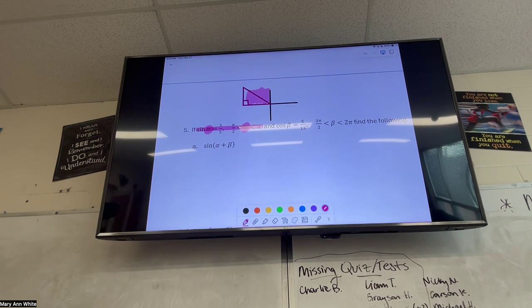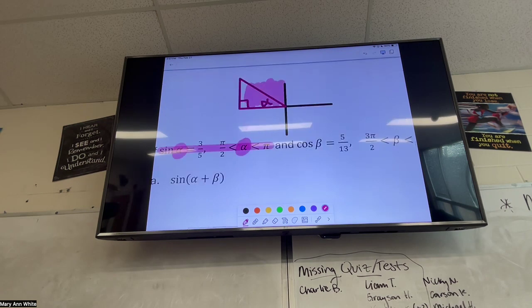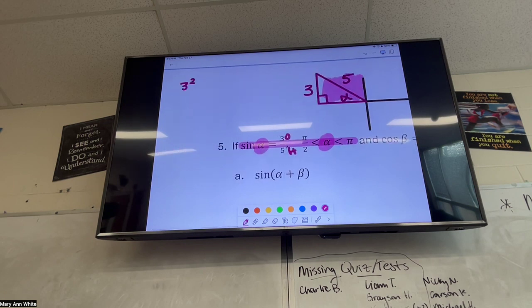I'm now going to label this with my alpha, and I can do sine, which is what over what in terms of opposite, adjacent, hypotenuse? Opposite over hypotenuse. Can you go about finding that adjacent side? Yeah, Pythagorean theorem. We've been doing this over and over. You might even know what it is without having to work out the Pythagorean theorem because we've done this enough times.